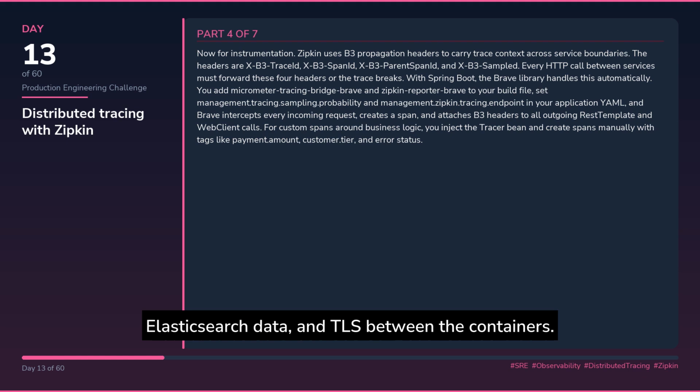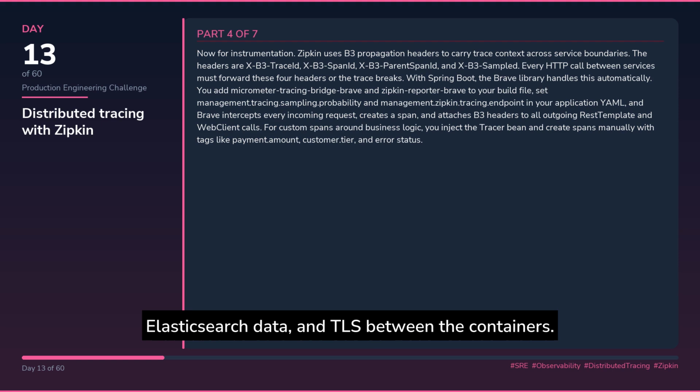With Spring Boot, the Brave library handles this automatically. You add micrometer-tracing-bridge-brave and zipkin-reporter-brave to your build file, set management.tracing.sampling.probability and management.zipkin.tracing.endpoint in your application YAML, and Brave intercepts every incoming request, creates a span, and attaches B3 headers to all outgoing RestTemplate and WebClient calls.